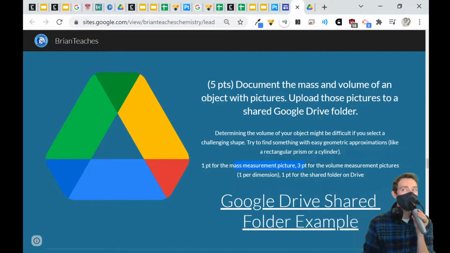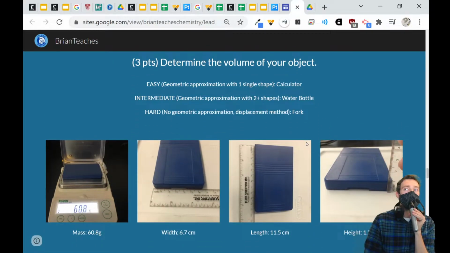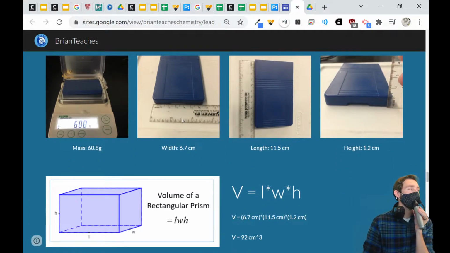How do you find volume? Well, there are some different methods, and I'll cover it more extensively. But you could just measure out an easy shape, like, say, a rectangular prism. And do you guys remember how to calculate the volume of a rectangular prism? Length times width times height.